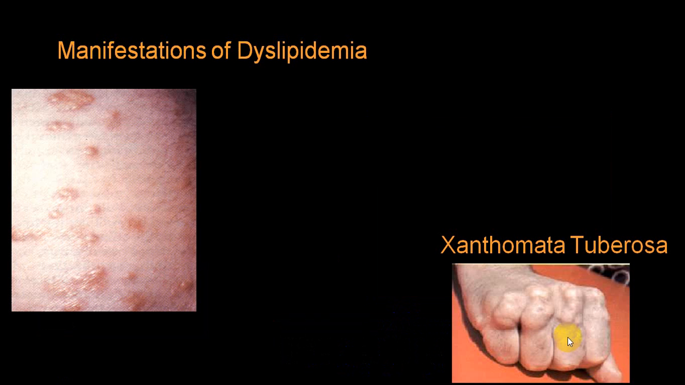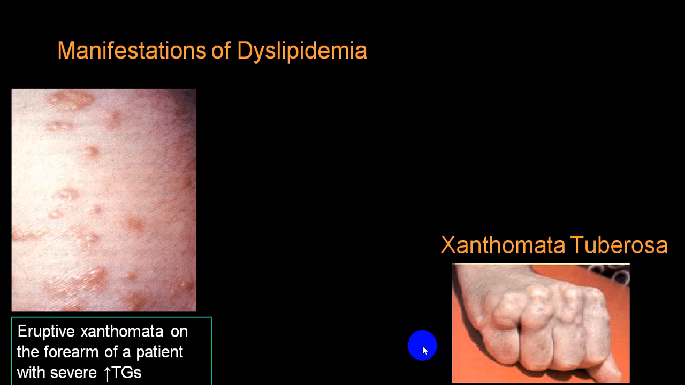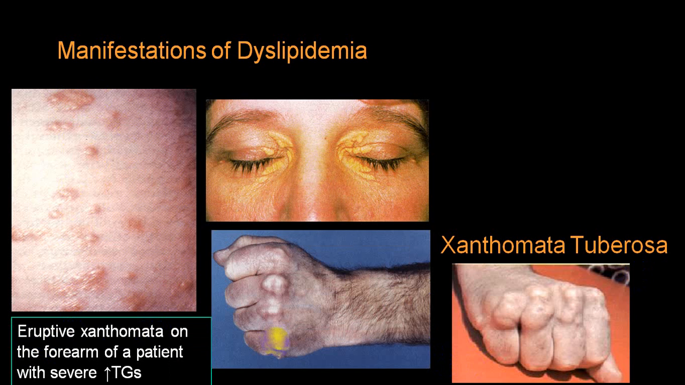These are deposition at the knuckles. They are large size. They are called xanthomata tuberosa. They are mainly seen on the knuckles. When it is seen in the skin, multiple small eruption types, they are called eruptive xanthoma. And these are usually secondary due to severe hypertriglyceridemia. This is classical xanthelasma.